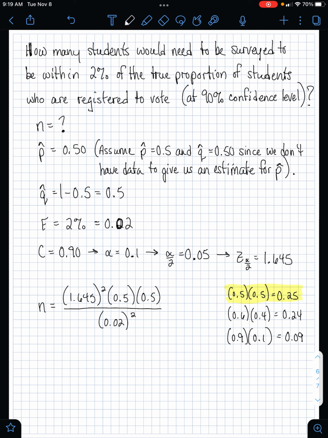So by using this particular combination of p hat and q hat, we are ensuring that our sample size is bigger rather than smaller. And from putting this in the calculator, it comes out to be 1,691.26 and so on. And again, we always want to go bigger rather than smaller, so we're going to round it up. We need a sample size of at least 1,692 students to be within 2% of the true population proportion at the 90% confidence level.